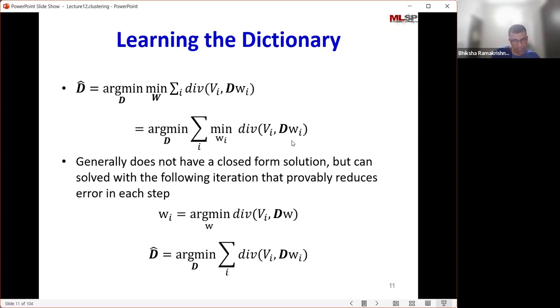All I'm taking advantage of is that the individual training instances are independent. And so finding the optimal dictionary is the same as finding the dictionary such that when I sum this term, which is to say that for each of my training data instances, I find the weight vector which minimizes the divergence. And then I find the dictionary that minimizes the overall divergence given by this formula. So did this make sense?